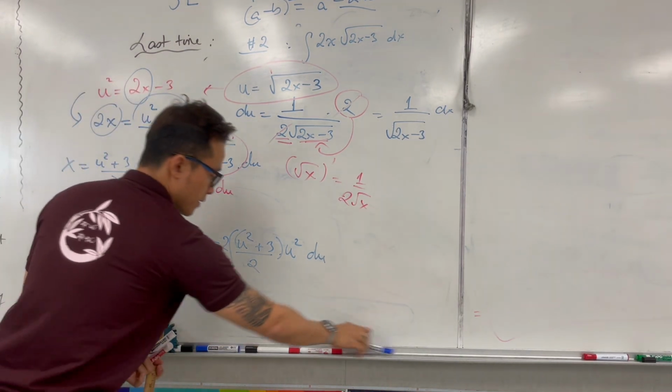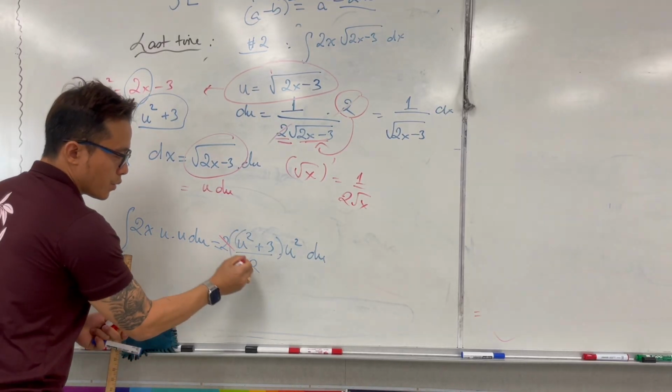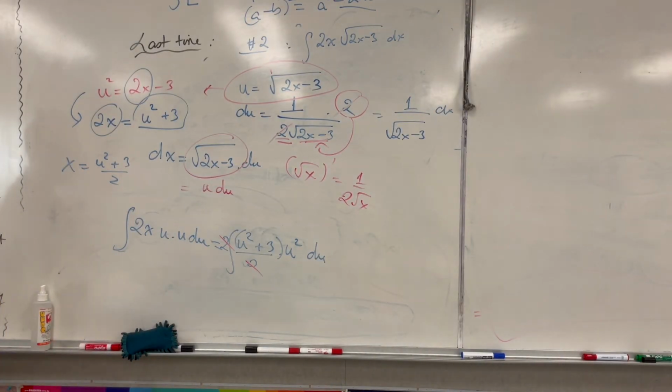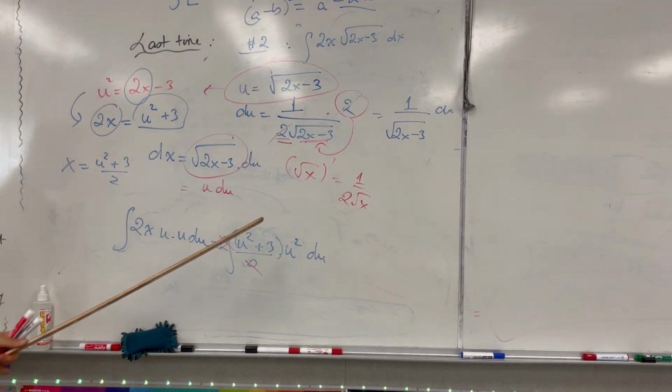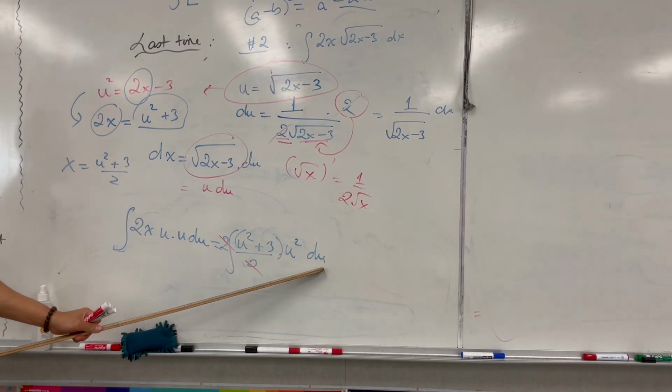So far so good? You see the 2 and 2 cancel out? What are we going to do next though? Since we already know what u squared is, you're going to replace the u squared with this. This is the u. You don't want to go back to the x. This is good already, everything is in terms of u. What next though?